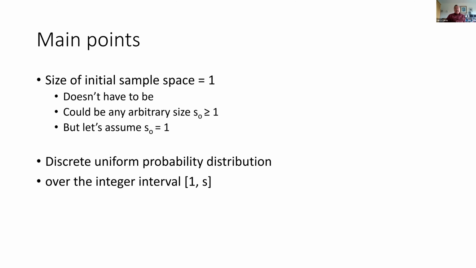And as I mentioned, we have a uniform probability distribution for the sample space. And the sample space is over the integer interval, 1/s, where s is the size of the integer sample space. Okay, you with me so far?